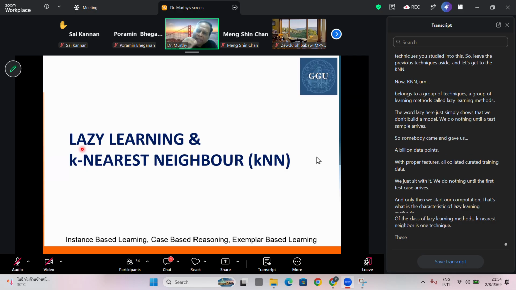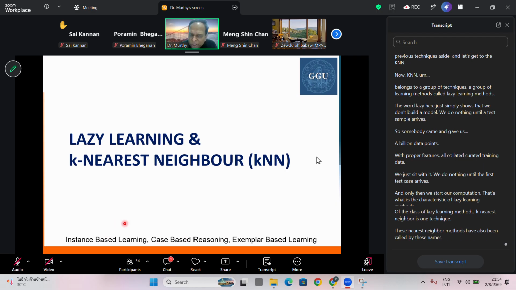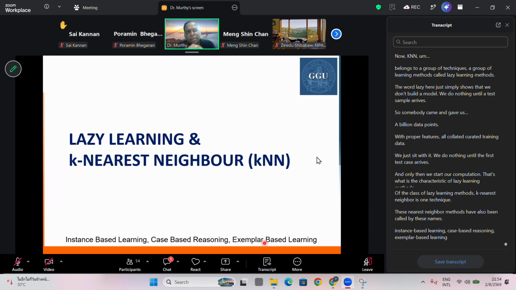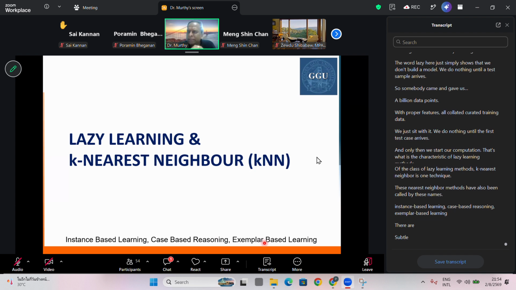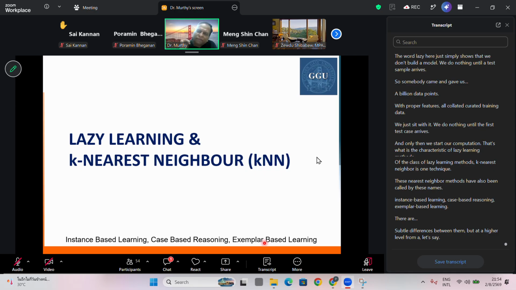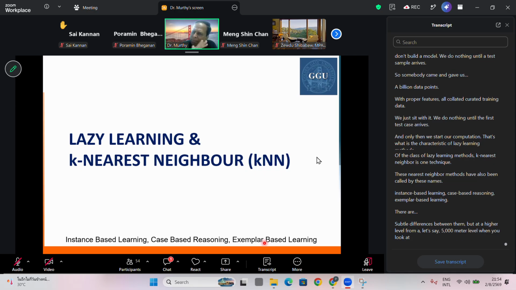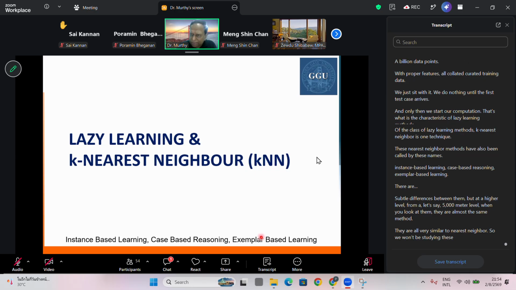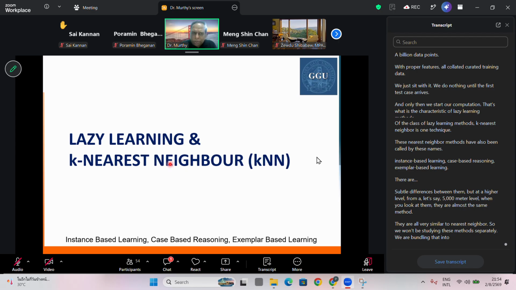These nearest neighbor methods have also been called by these names: instance-based learning, case-based reasoning, exemplar-based learning. There are subtle differences between them, but at a higher level, from let's say a 5,000 meter level, they are almost the same method. They are all very similar to nearest neighbor. So we won't be studying these methods separately. We are bundling that into nearest neighbor.